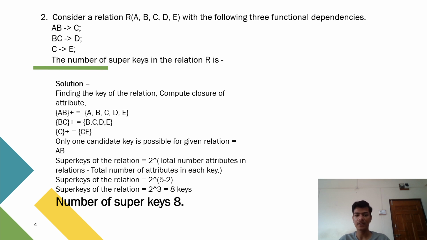Now only one candidate key is possible for the given relation, which is AB, because it is referring to every element. Now the number of super keys in a relation is equal to 2 raised to the total number of attributes in the relation minus the total number of attributes in each key. So the number of super keys will be 2 raised to 5, because the total number of attributes is 5, minus the attributes in the key. There are two attributes A and B. So 5 minus 2 is 3 and 2 raised to 3 is 8. So the number of super keys is 8.